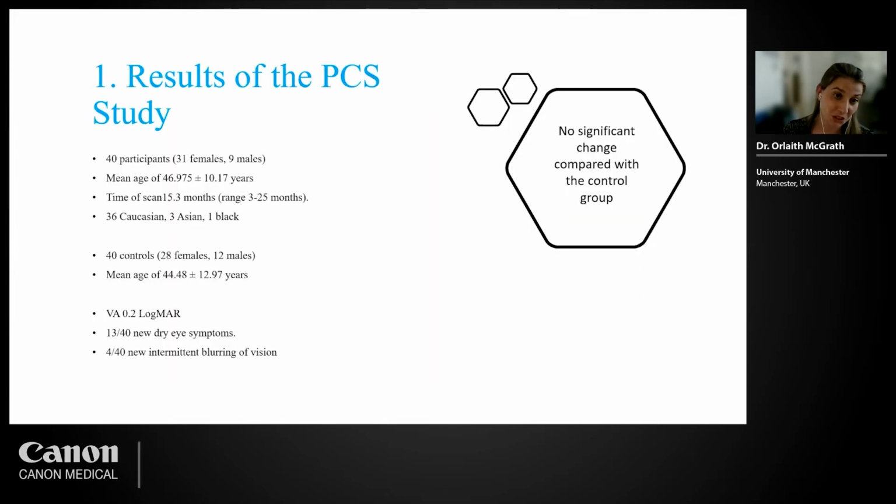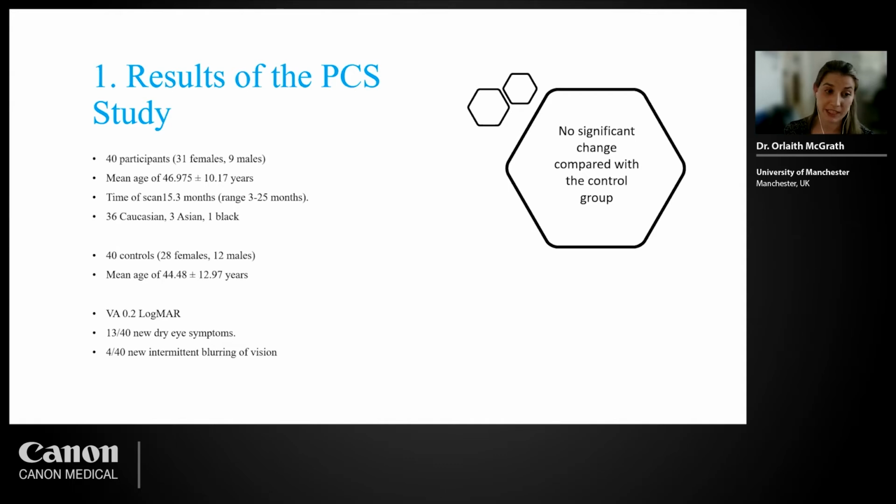So what are the results of our study? So far we found no significant change compared with the control group. In the post-COVID syndromes group, we had 40 participants, 31 females, 9 males, so it seems to really affect females more than males. The mean age was around 46 years. The mean time of scan was 15.3 months, and they range from 3 months post their acute COVID to 25 months. 36 were Caucasian, 3 Asian, and 1 Black.